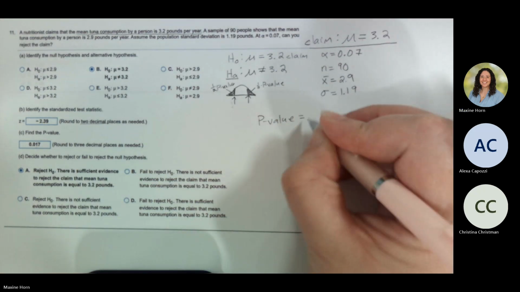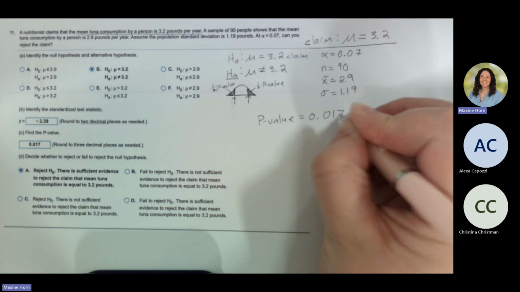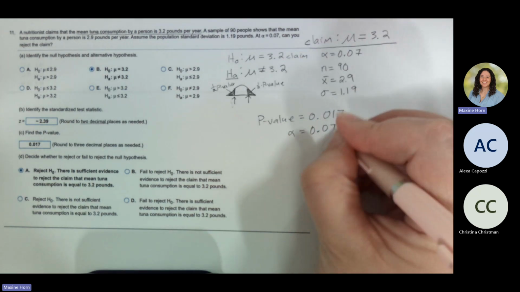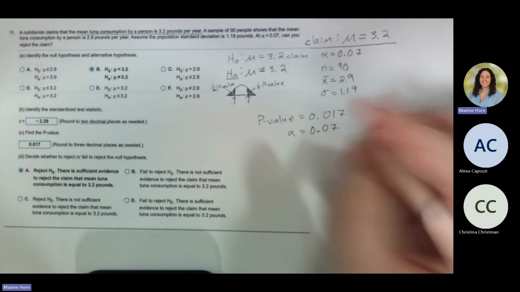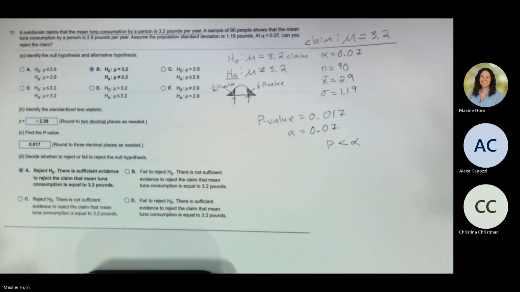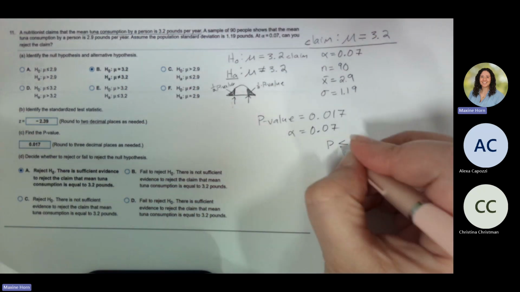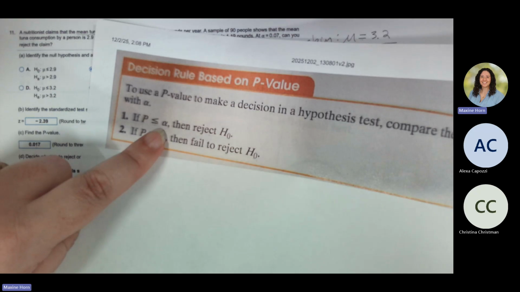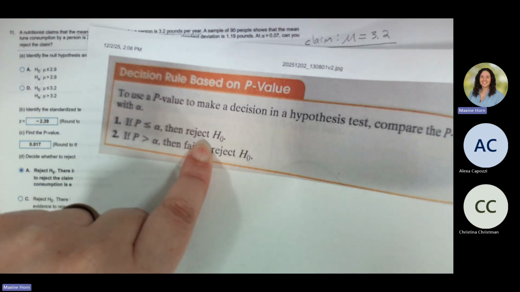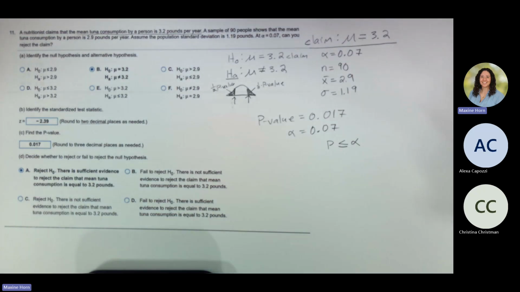P-value 0.017. What was our alpha? It was 0.07. Okay, so my p-value is less than my alpha. So what happens when your p-value is less than or equal to my alpha? I'm going to reject the null. Okay, great. I rejected the null.